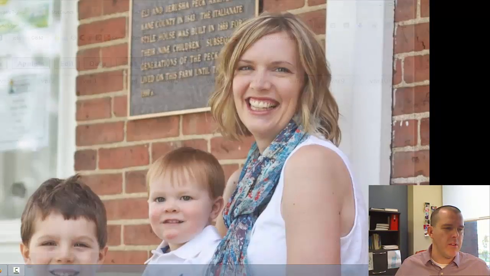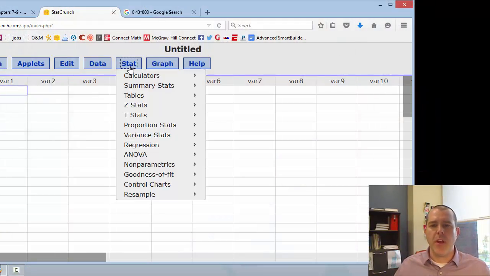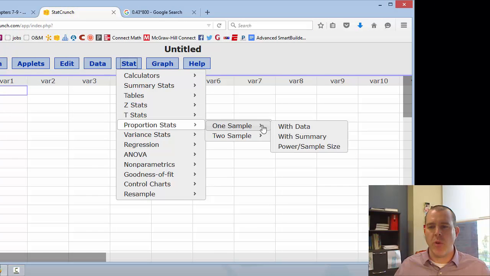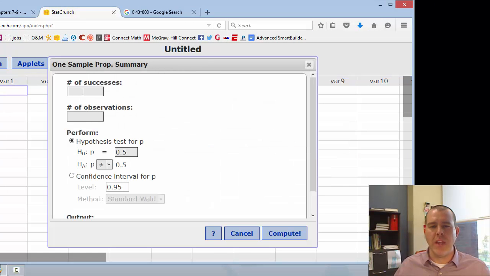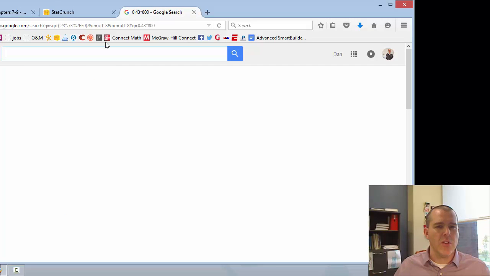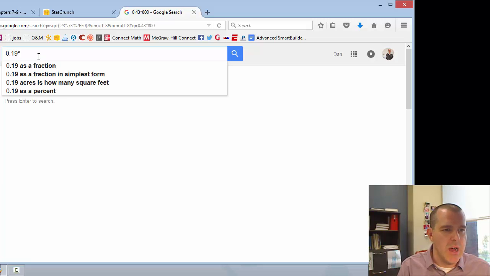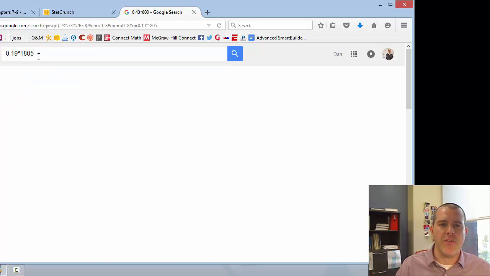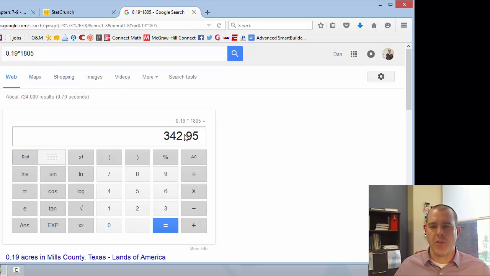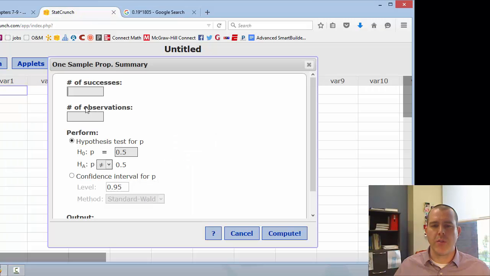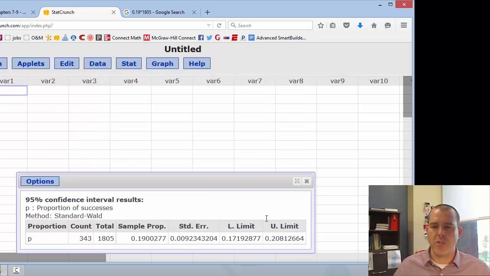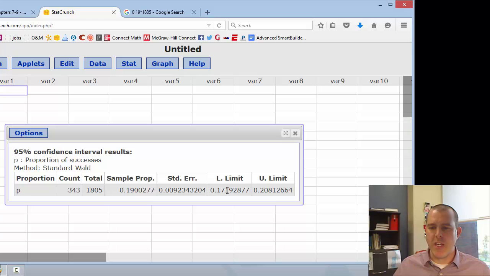Oh, I passed it. Here. And so we're going to go to Stat, Proportion Stats, one sample with summary. Now the problem is we need the number of successes. So we are going to have to calculate what is 19% of 1,805. So it must have been 343. So 343 out of 1805. And we're going to do a confidence interval and hit compute. So we have about 17.2 to 20.8.